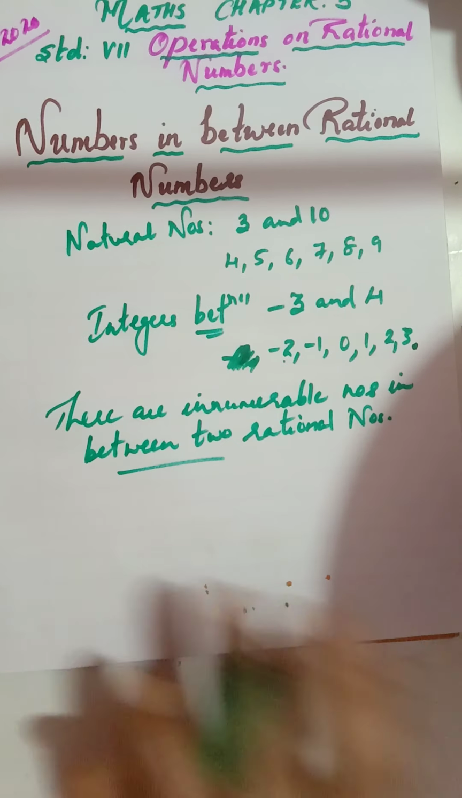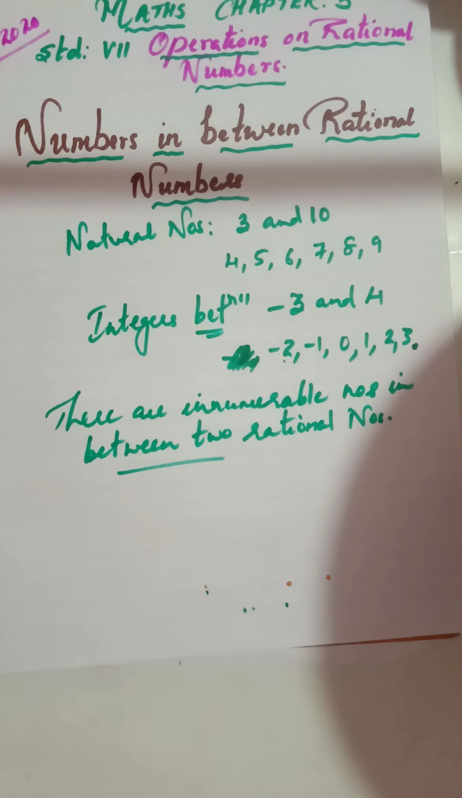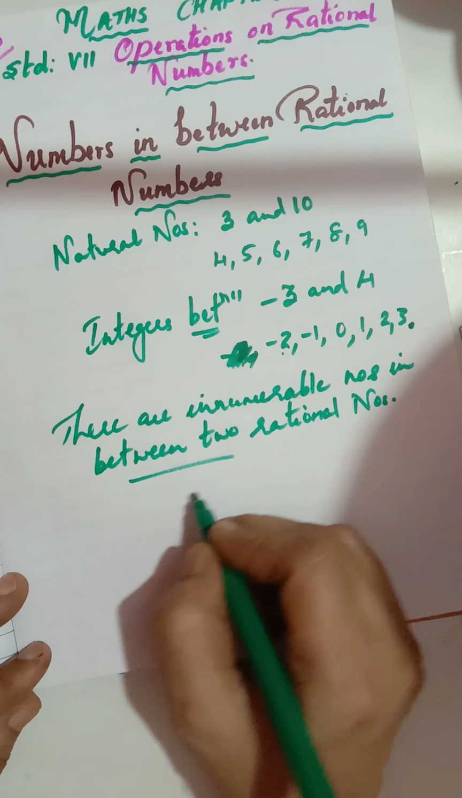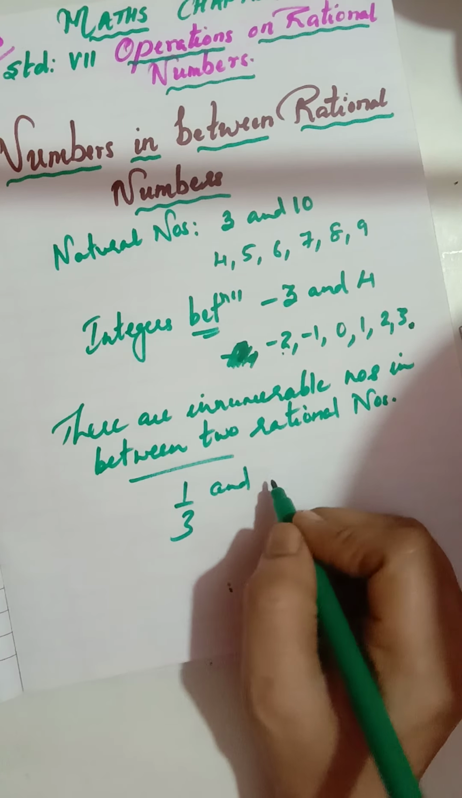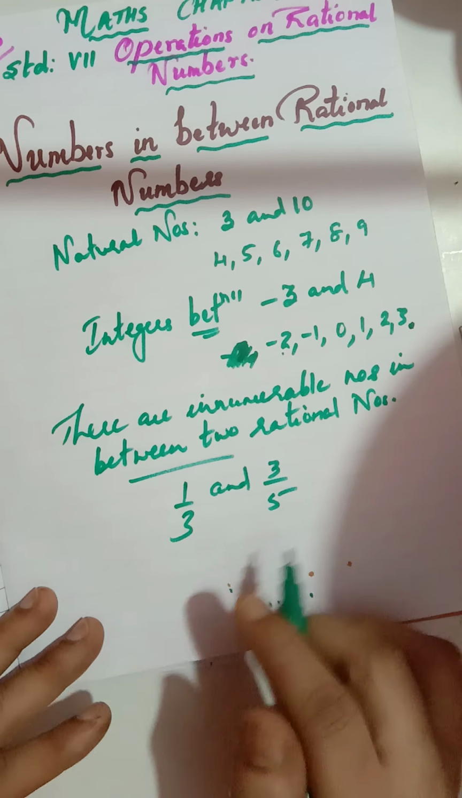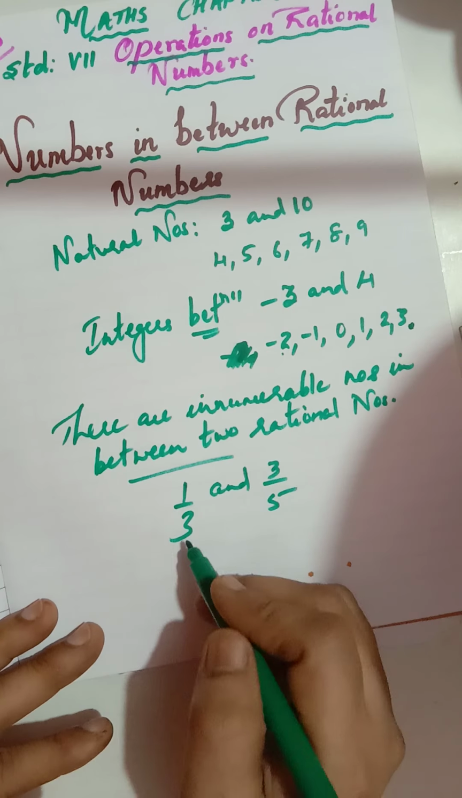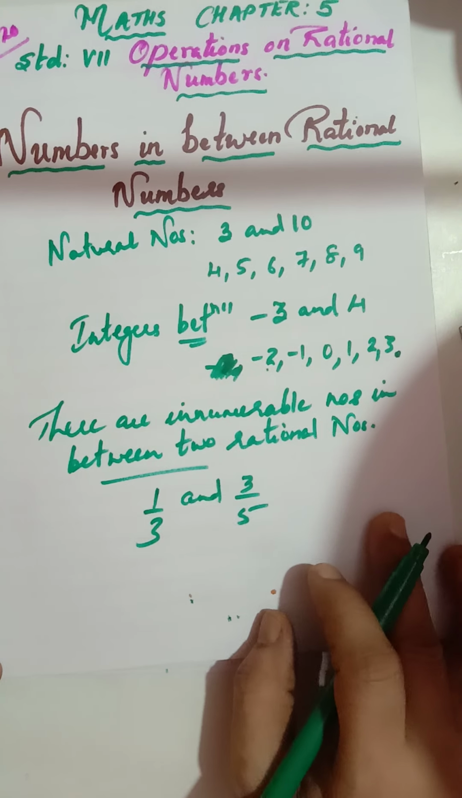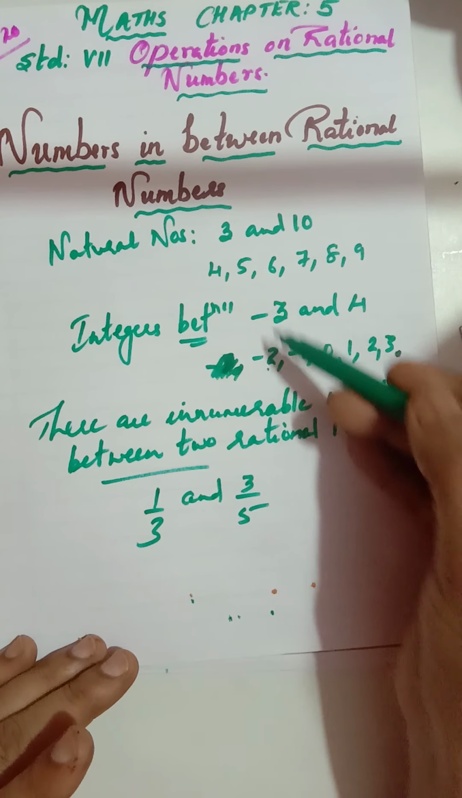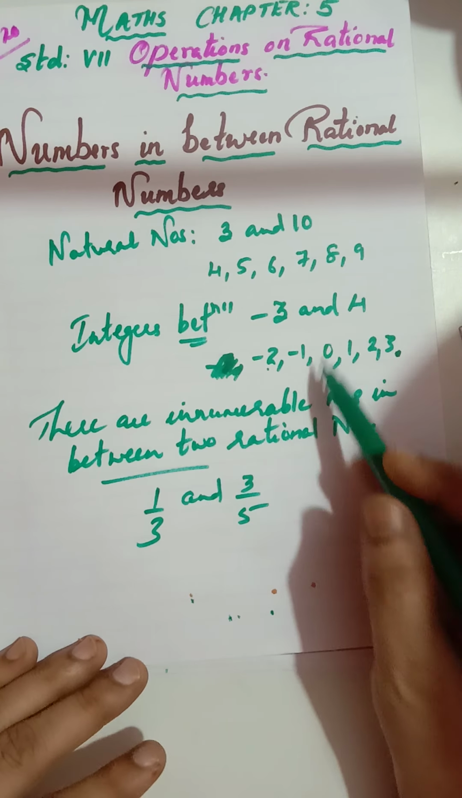Now suppose, for example, the question comes that write rational numbers in between 1 upon 3 and 3 upon 5. So how are we going to do it? Is it going to be easy directly, as we have done for natural numbers and integers? Is it possible this way?